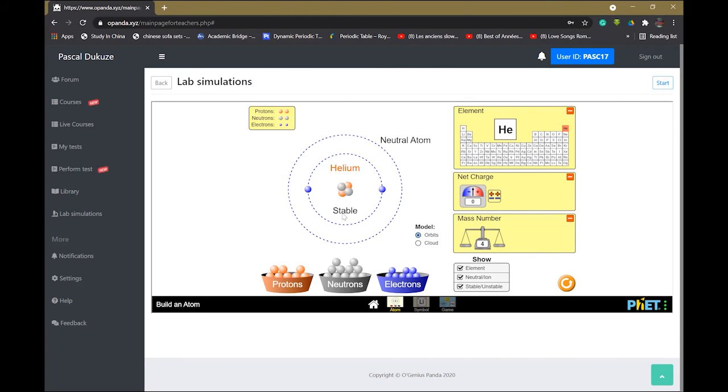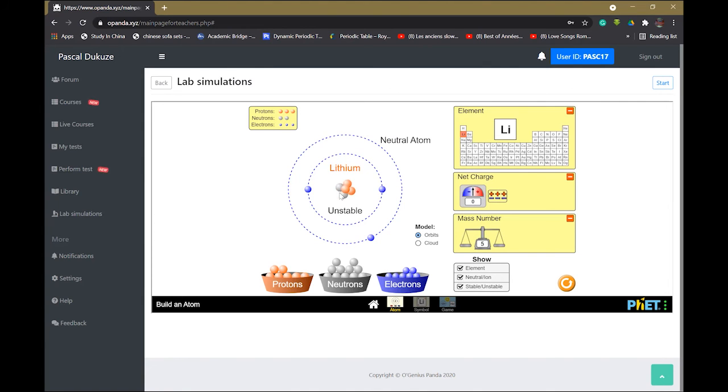So this is how you can keep on building more and more atoms. You can check if they are stable. You can change the number of electrons. Here we have more electrons than protons, so the charge is negative. The mass is 4 because we have 2 protons and 2 neutrons. So you can keep on changing and you get new elements.